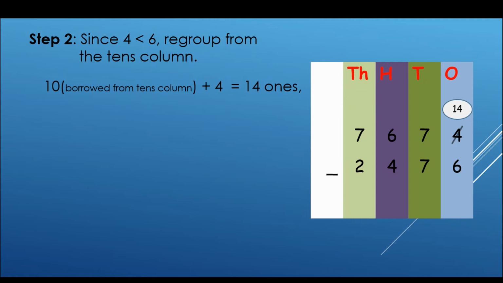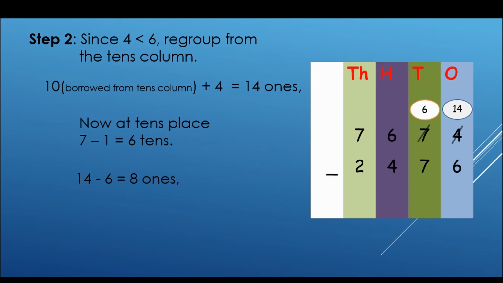Now in the tens column it has already lost 1 ten, so it will be 7 minus 1, 6 tens. Now we can easily subtract 6 from 14. That is 8 ones.